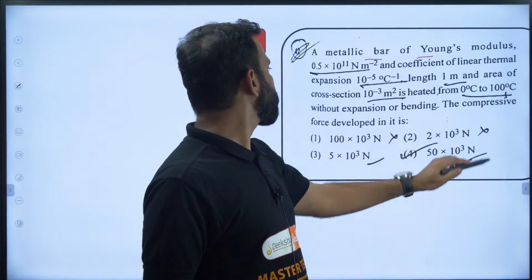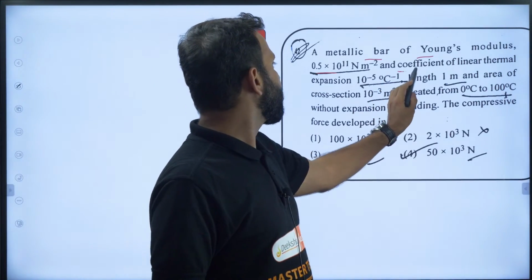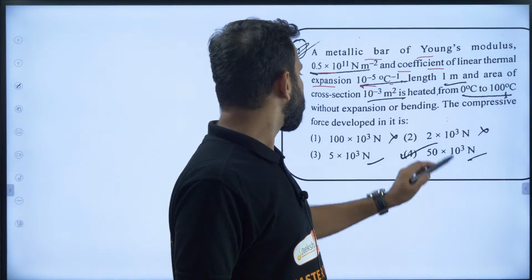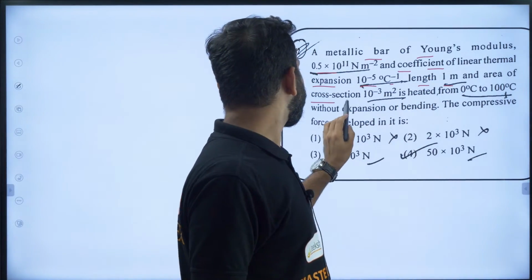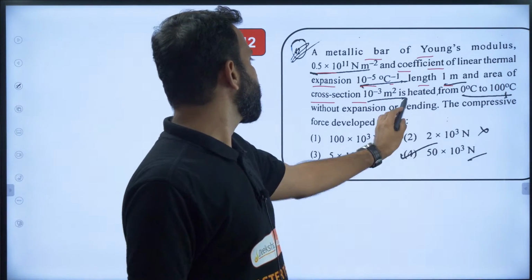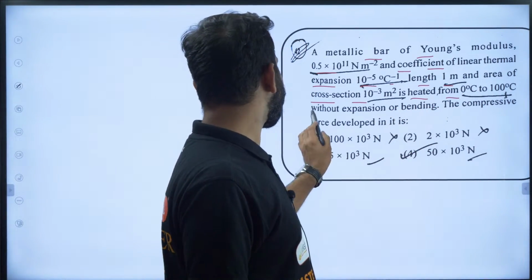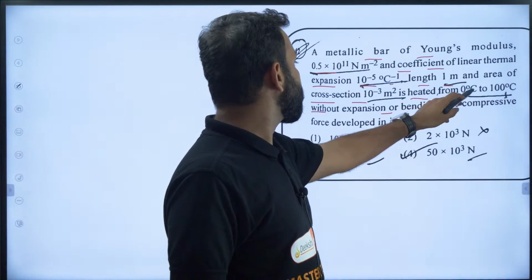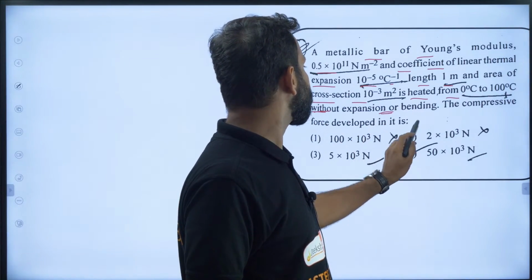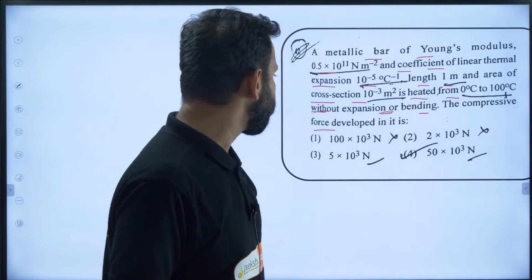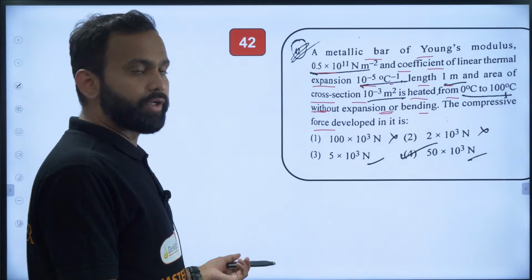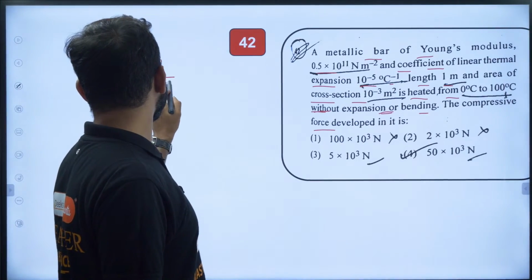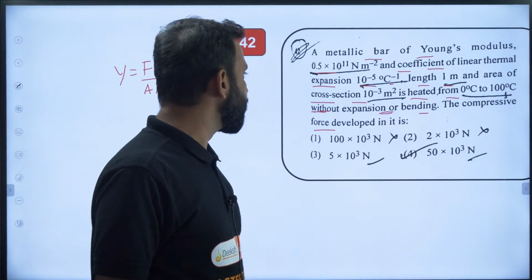Question number 42. A metallic bar of Young's modulus 0.5 into 10 to the power 11 and a coefficient of linear thermal expansion 10 to the power minus 5 per degree Celsius, length 1 meter and area of cross section 10 to the power minus 3 meter square, is heated from 0 degree Celsius to 100 degree Celsius without expansion or bending. Remember, this is a bit trickier one. The compressive force developed in it is. We know that Young's modulus Y equals F into L divided by A into delta L.